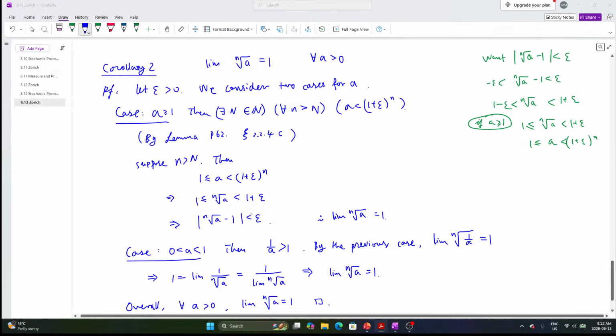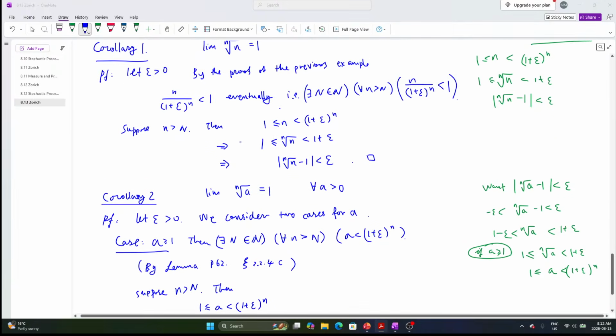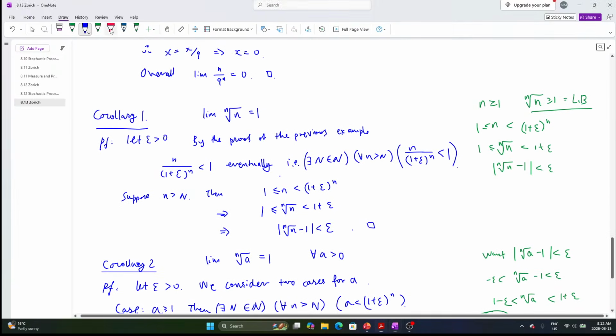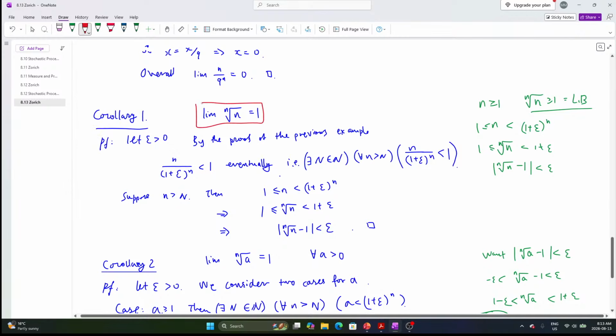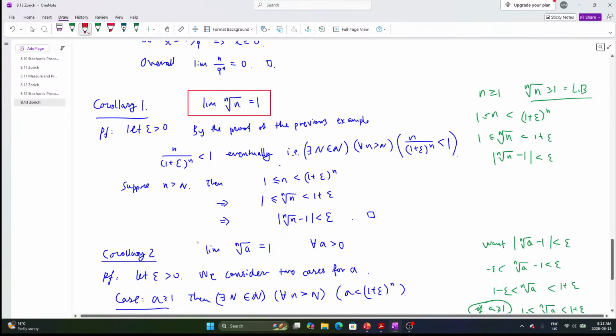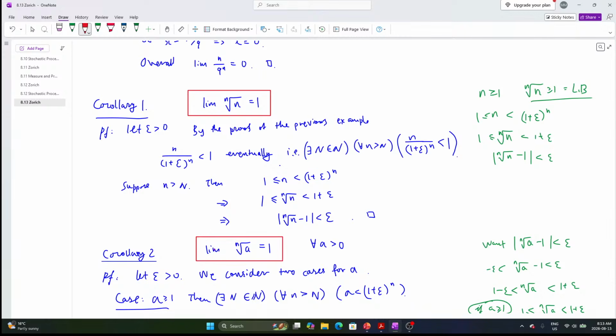Okay, so once again, don't just move on. When we do math, we need to think about whether a result is worth remembering, or it's just something that we prove and brush aside. And I think those two will both prove to be very useful later. Because as I said, in the series convergence tests, we will be seeing something called the root test, and this is useful in the root test.